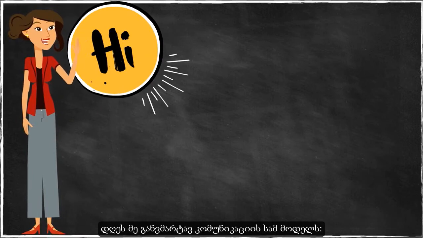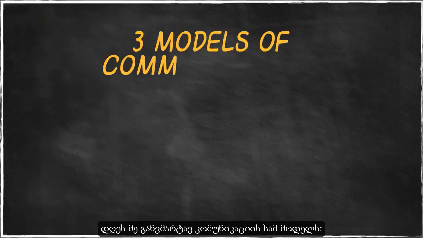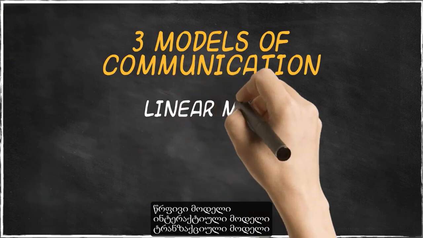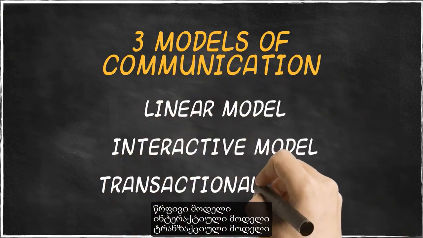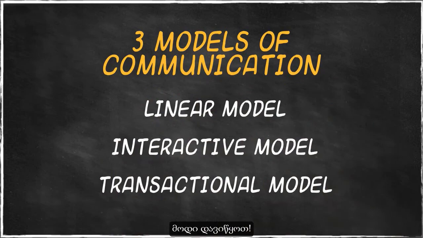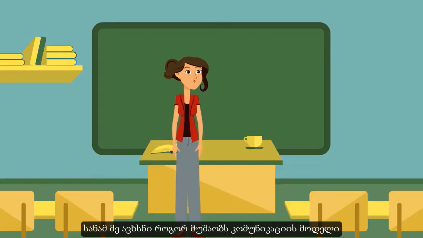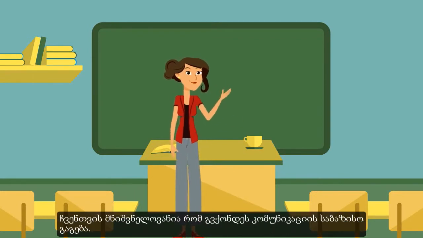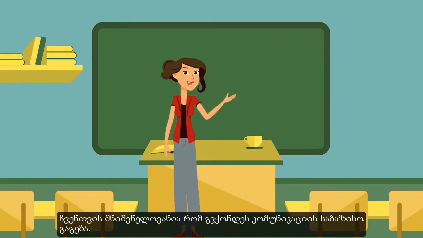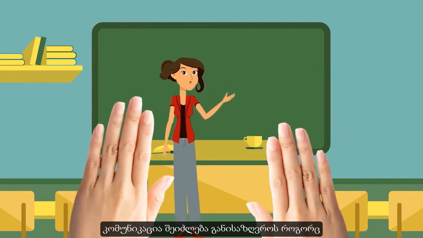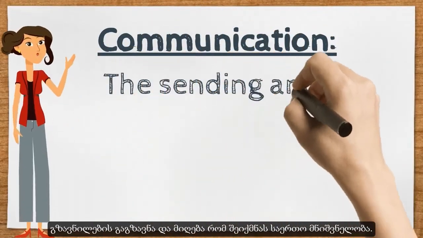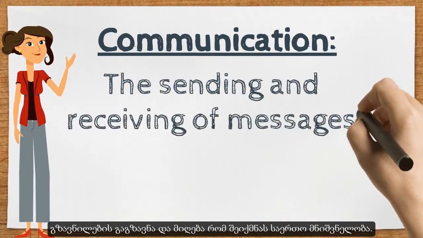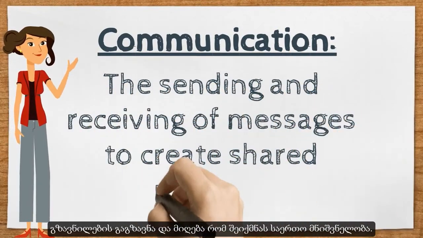Today, I will be breaking down the three models of communication: the linear model, the interactive model, and the transactional model. Let's get started. Before I explain how the communication models work, it is important for us to have a basic understanding of what communication is. Communication can be defined as the sending and receiving of messages to create shared meaning.